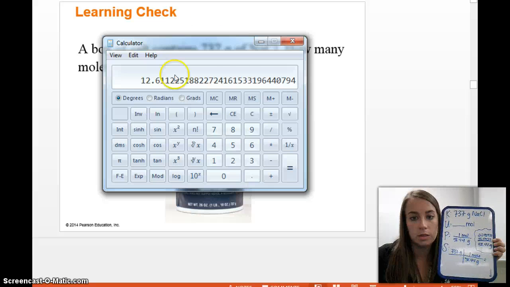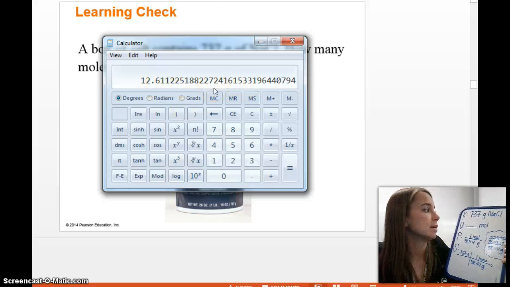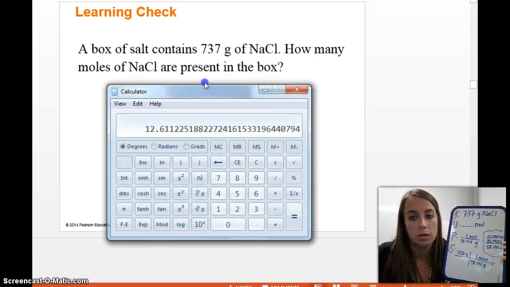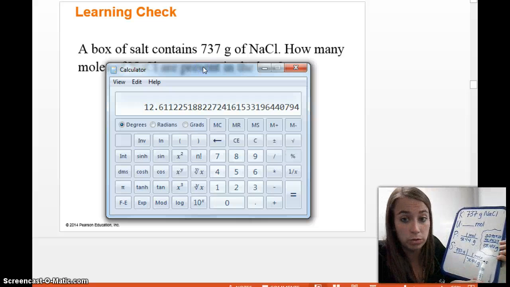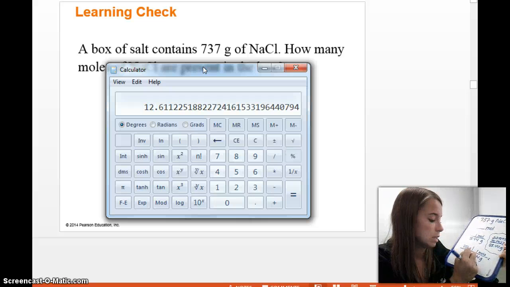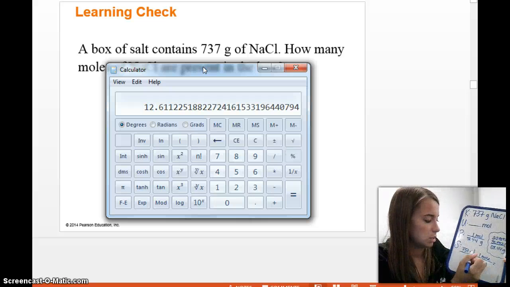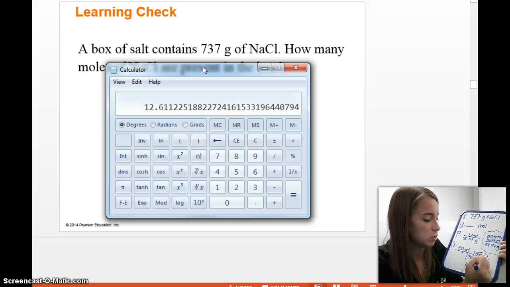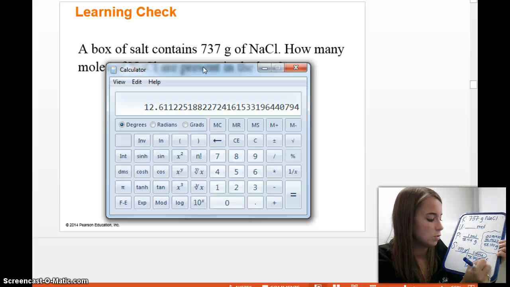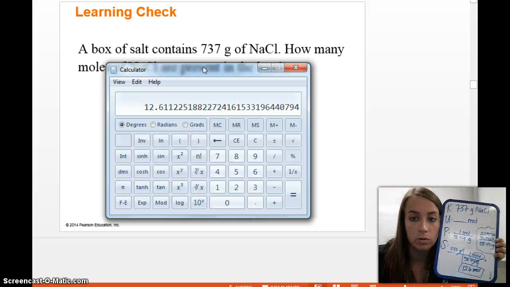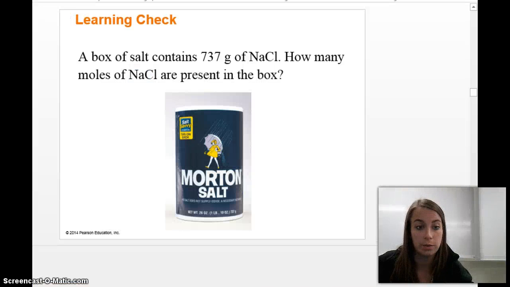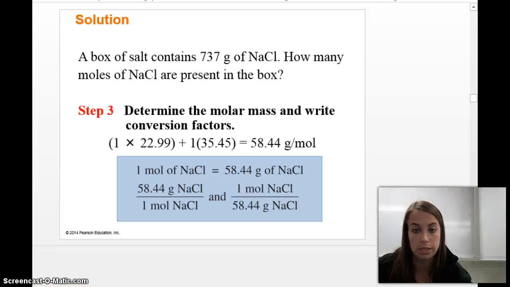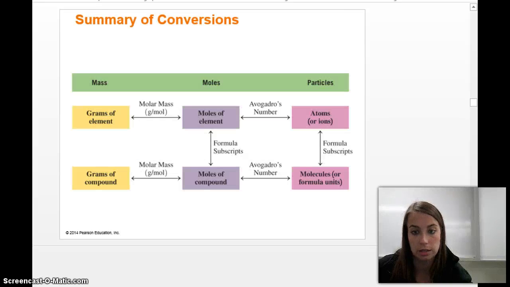And I get 12.61122, so I have to look at how many sig figs. I have 3 sig figs here and 4 sig figs here, so I'm going to go with 3. So 12.6, and the grams canceled, I'm left with moles. 12.6 moles is the number of moles in a box of salt. If you need to go through that again, you can watch the video again, or you can go through these slides. They talk you through how to get that.